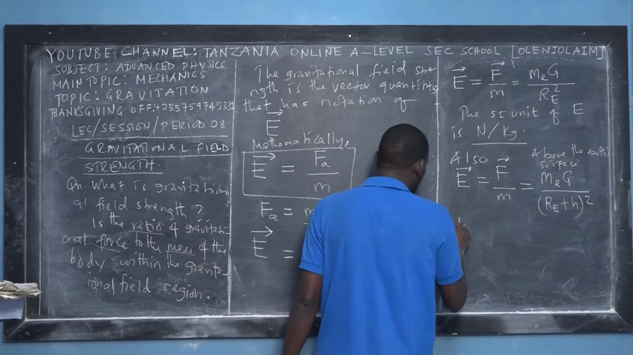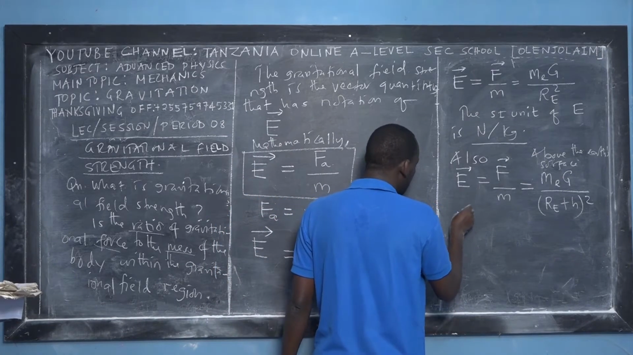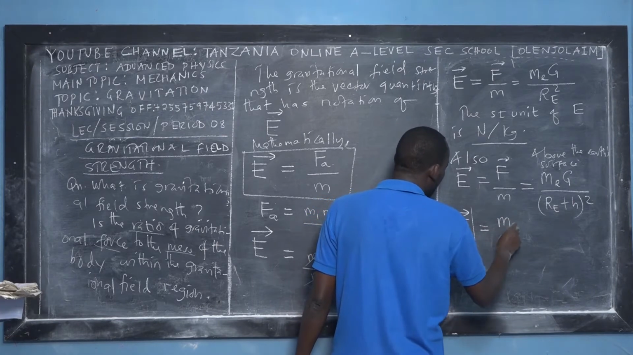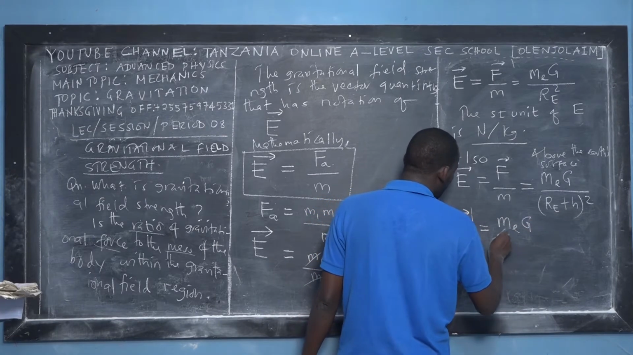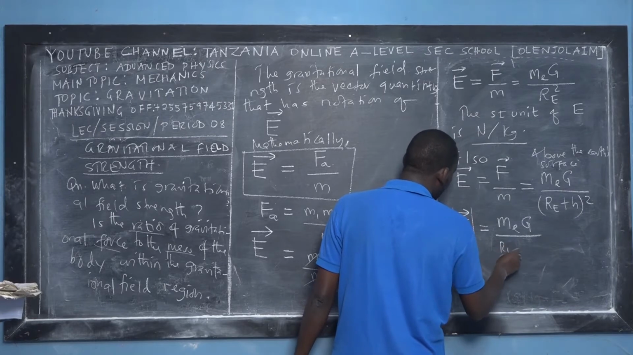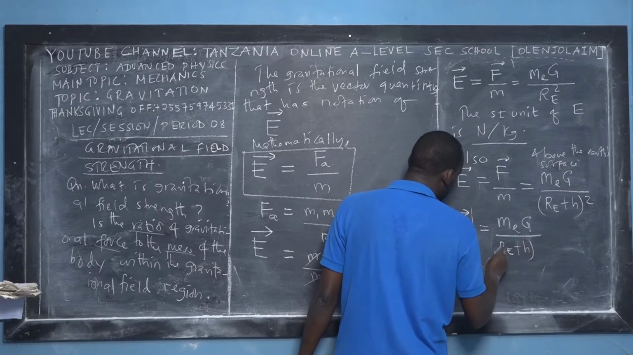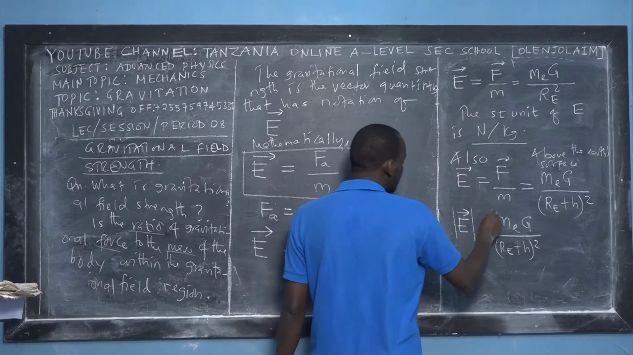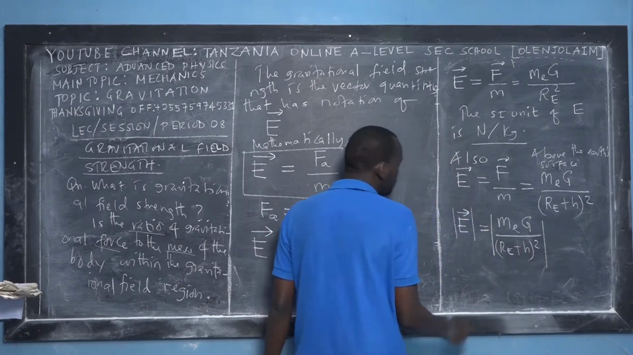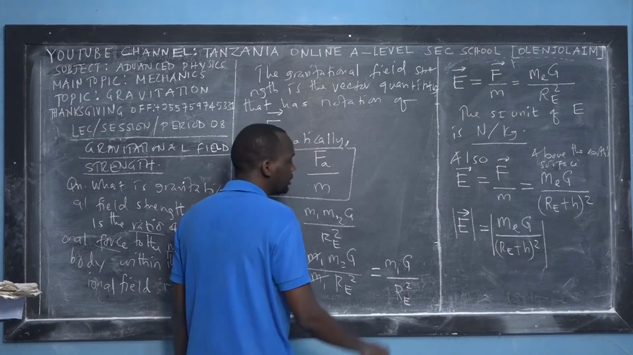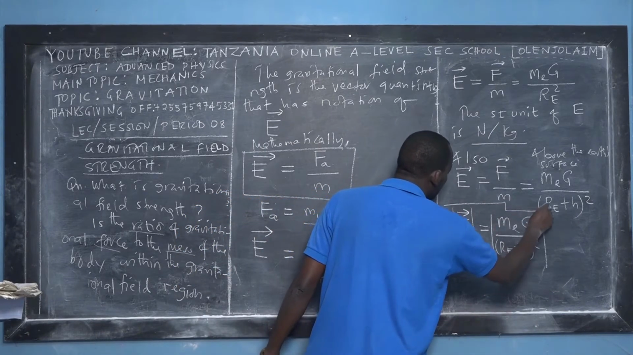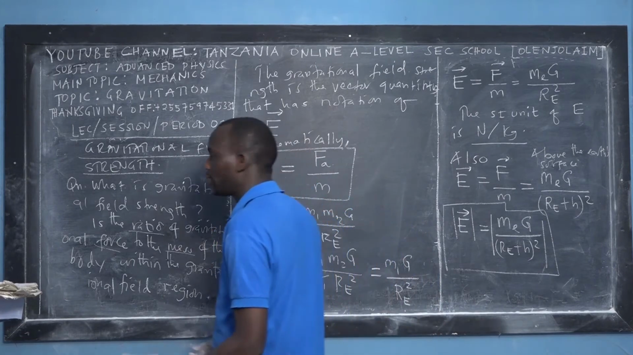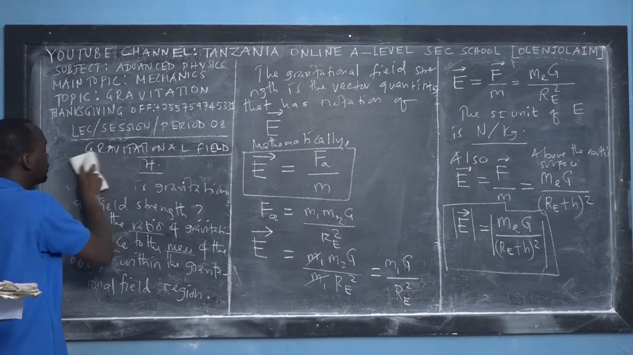So you say that this one is equal to the mass of the Earth, gravitational constant, over the radius of the Earth plus h, squared. So just that you want to find the scalar quantity, you can find the absolute values like this. Okay, so that's all about the introductions of gravitational field strengths.